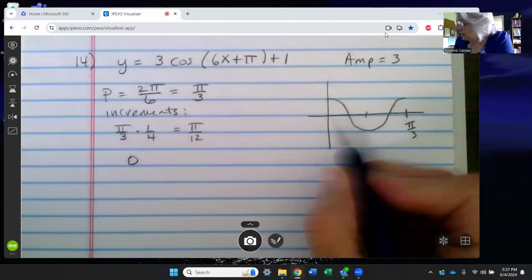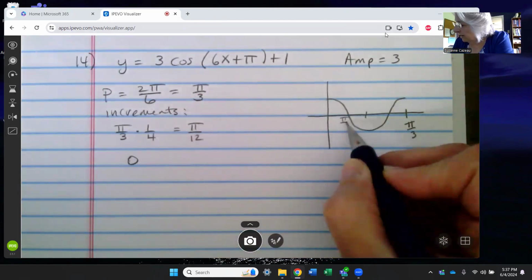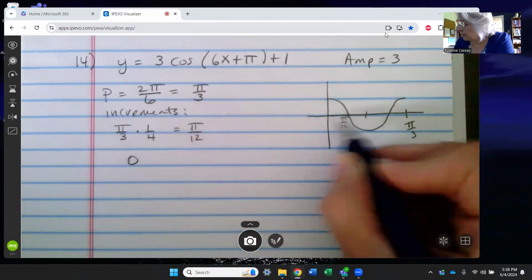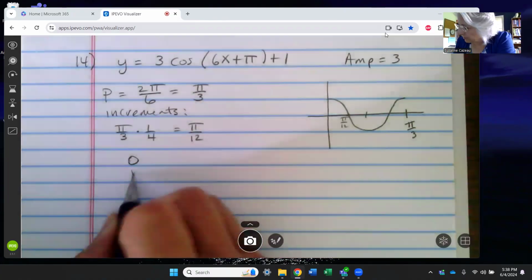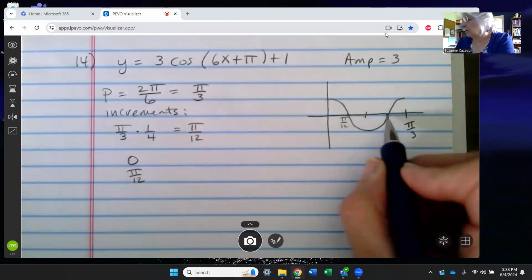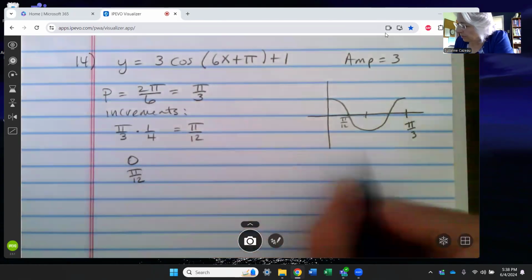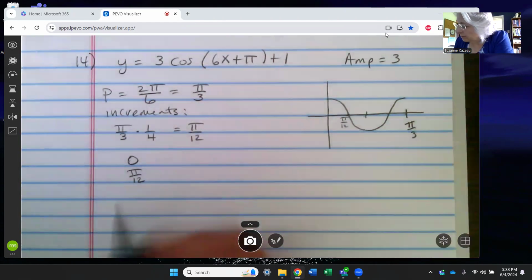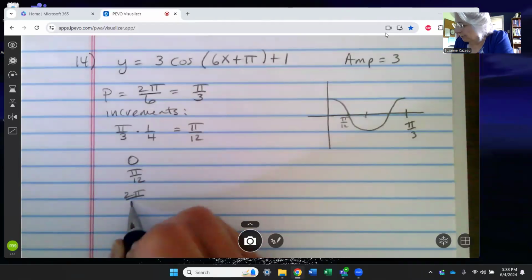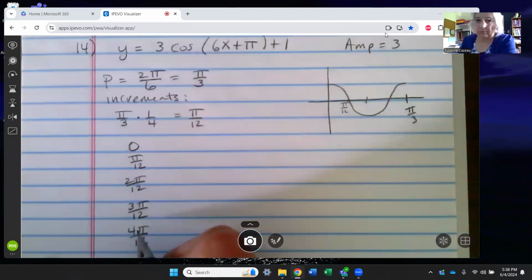Okay, so we start at 0, right? And I know that the first one is going to be pi over 12, right? So here to here is pi over 12. And then you could say 2 pi over 12, 3 pi over 12, 4 pi over 12. See how that works? I'll just write it. 2 pi over 12, 3 pi over 12, 4 pi over 12, which reduces to pi over 3. So this is the last one.